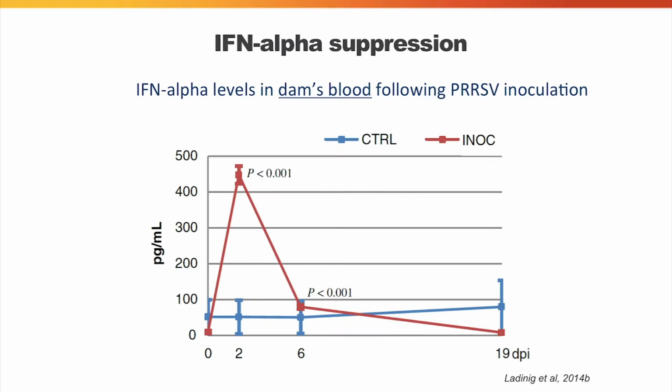PRRS is also known to suppress interferon alpha levels. Interferon alpha is a cytokine that's very important for fighting viral infections. It's released very quickly, and it's one of those very fundamental cytokines that we rely on for our innate immune response to viruses.